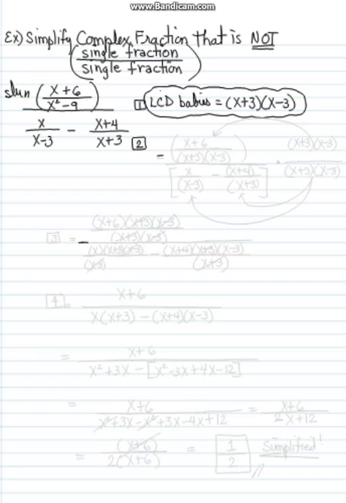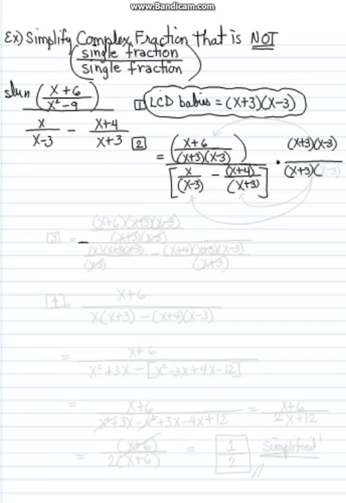Step 2, write the original problem. On the top, x plus 6 over the factored x plus 3 times x minus 3. All of that over the bottom, which is x over x minus 3 minus x plus 4, in parentheses, over x plus 3. Okay, what are we going to do with this? We're going to multiply the top and the bottom by the LCD of all the baby fractions. So x plus 3 times x minus 3 multiplies the top over x plus 3 times x minus 3 multiplies the bottom. Okay, now it's legal to do that because all I did was multiply the original question by this fraction that's the same as 1 because it has the same thing on the top and bottom.